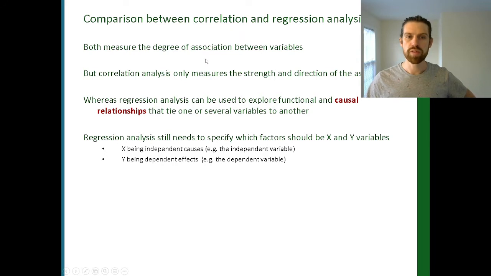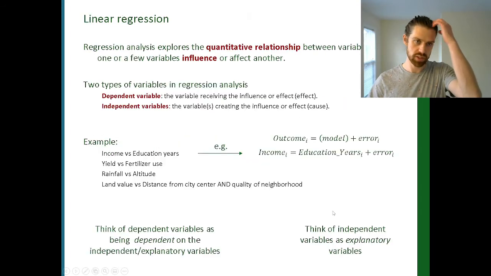So both of these approaches measure the degree of association between the variables, but the correlation analysis only measures the strength and direction, whereas with regression analysis we try to look closer at the functional causal relationships that tie several variables together. The regression analysis needs to specify which factors should be X, the predictor variables or independent variables, and which should be Y, the outcome variables or dependent variables. We'll get more into this week so that you understand exactly the differences.